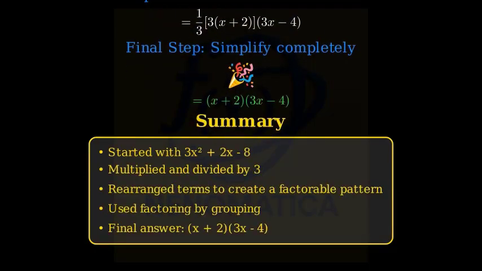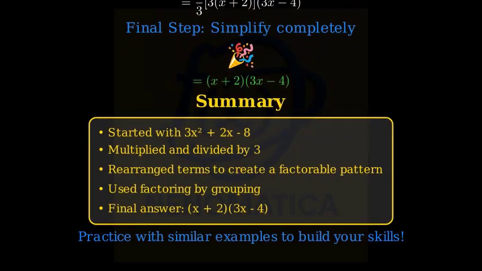We started with the expression 3x squared plus 2x minus 8. We multiplied and divided by 3 to help create a factorable pattern. We rearranged the terms to identify a pattern that could be factored. We used factoring by grouping to find the factors. And we simplified to get our final answer, x plus 2 times 3x minus 4.